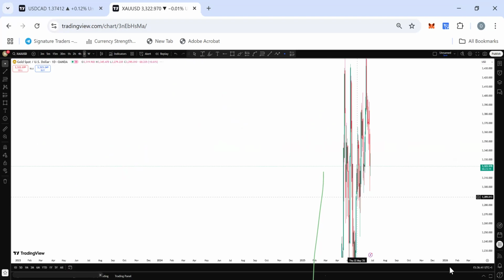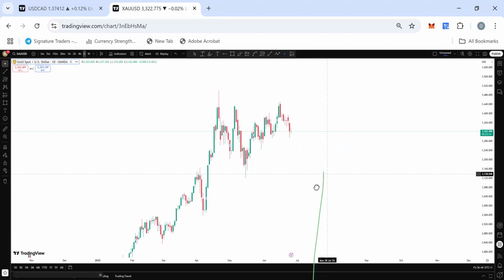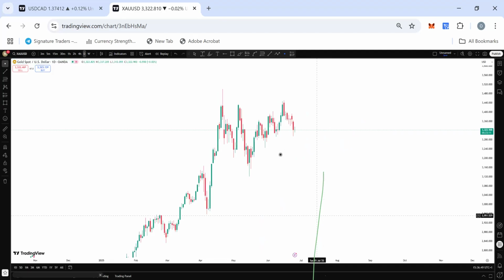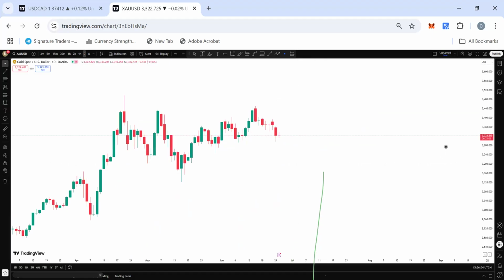This is gold. Somebody is drawing here. Please, that person should delete this. So this is where the market started for the week. This is on a daily time frame.